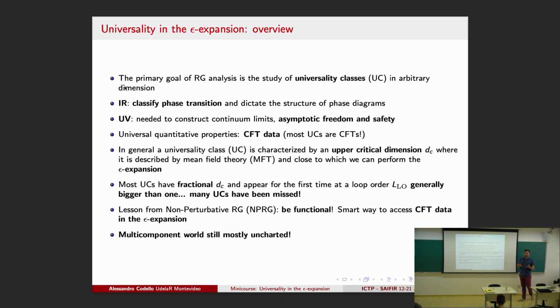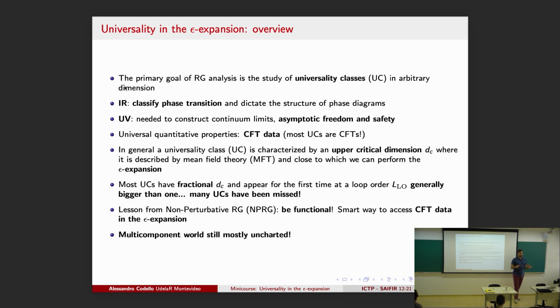First of all, I assume a little bit of background in renormalization group. So I assume you know what a beta function is. I assume you know what a conformal field theory is. And I assume you know what universality is. And I assume also that you know quantum field theory, okay?